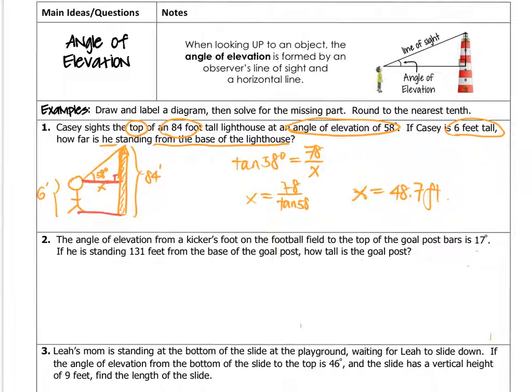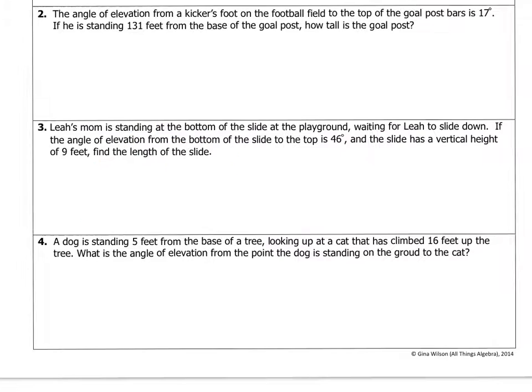So let's look at number 3. Leah's mom is standing at the bottom of the slide at the playground, waiting for Leah to slide down. The angle of elevation from the bottom of the slide to the top is 46 degrees. The slide has a vertical height of 9 feet. Find the length.